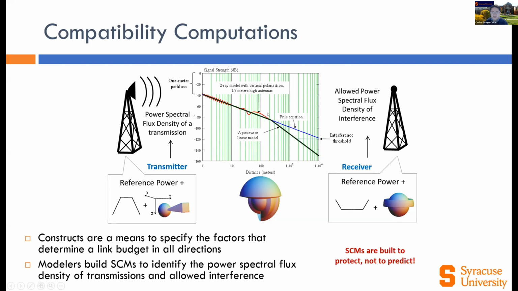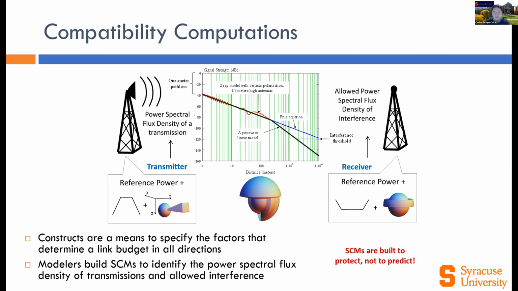And if the received energy is below that interference threshold, then this transmitter won't be interfering with this receiver. If it's above the threshold, then it will be interfering. That's a very short way of describing the compatibility computation. There are some nuances on that.